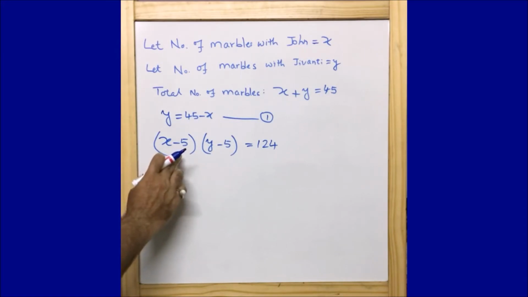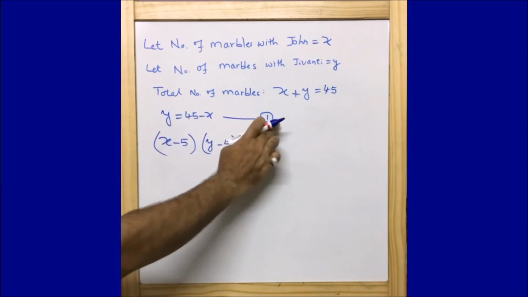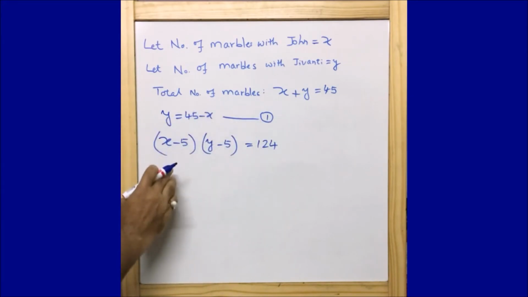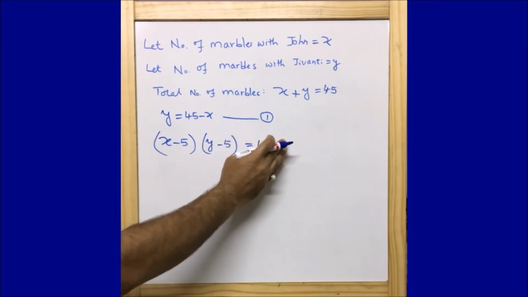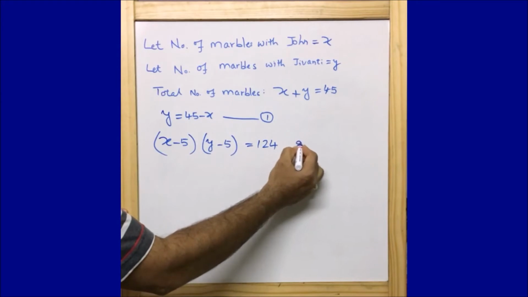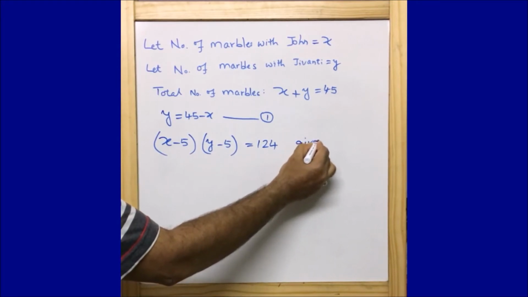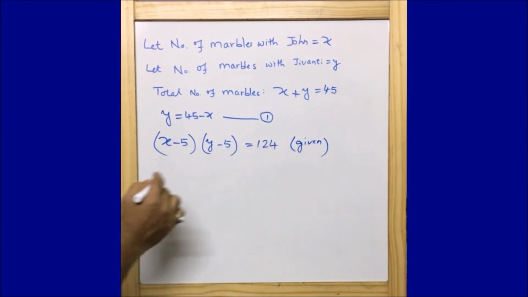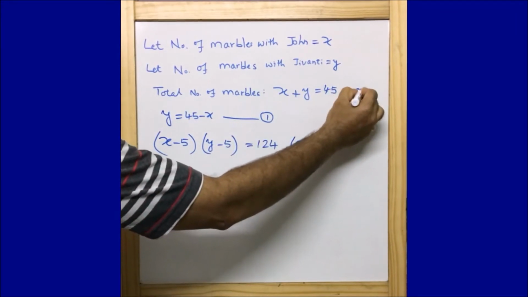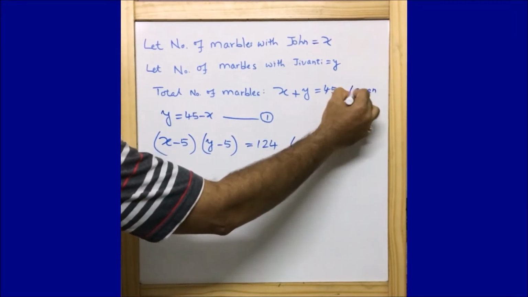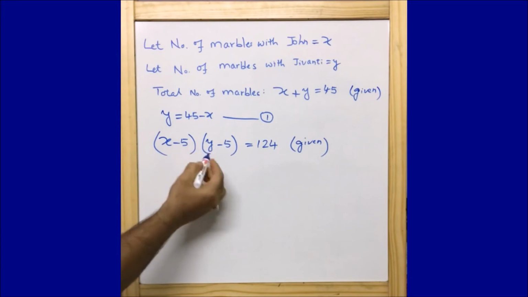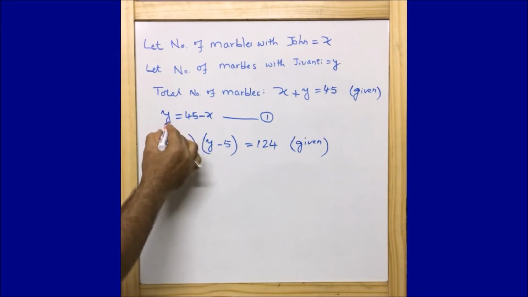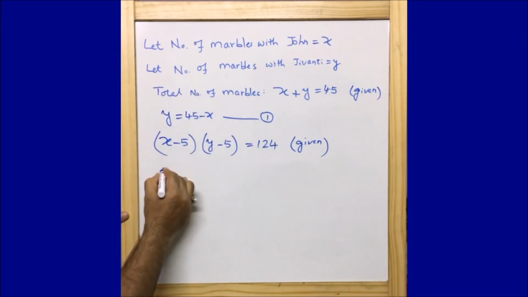Now let us solve these equations. Equation number 1 is Y is equal to 45 minus X, and in the second part we have X minus 5 into Y minus 5 is equal to 124 as per the question. This is given, we are not taking it from anywhere. This is given as per the book, and this one is also given. Now let us solve this and see what we get. Here I will replace the value of Y with the value of Y that we got from equation 1. So let us do that.